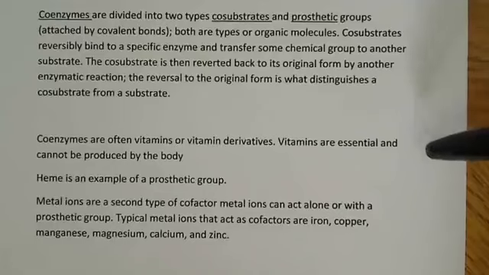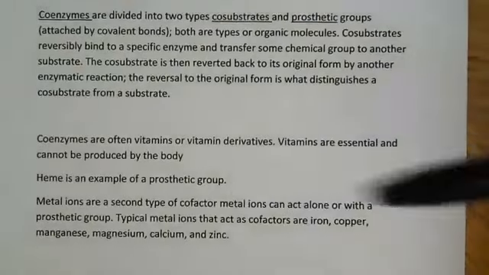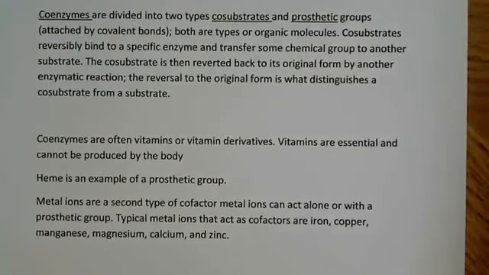Coenzymes are often vitamins or vitamin derivatives. Vitamins are essential and cannot be produced by the body. Heme is an example of a prosthetic group. You might remember that from hemoglobin, or from cytochromes, which are involved in the electron transport chain. They're involved in the movement of electrons between the different respiratory complexes. So that's another place where you'll find heme.